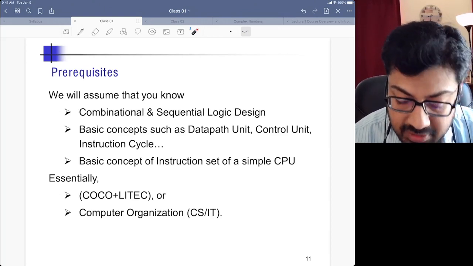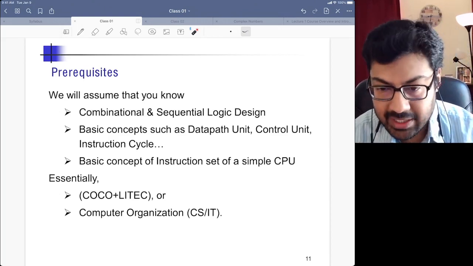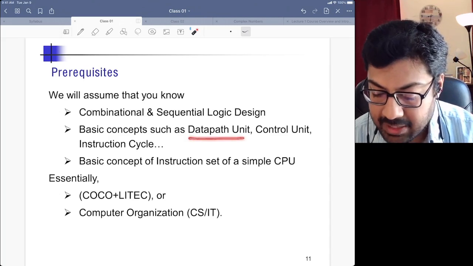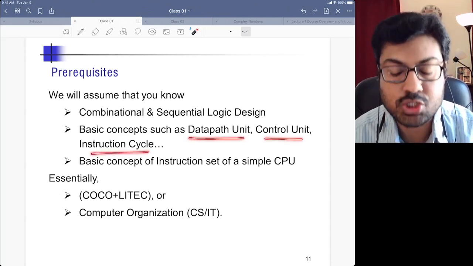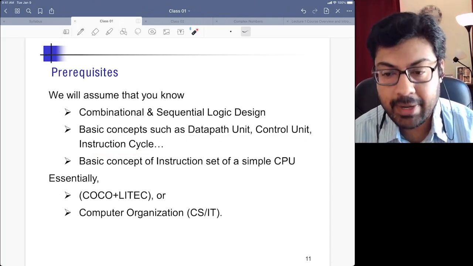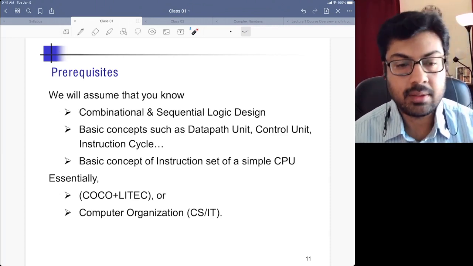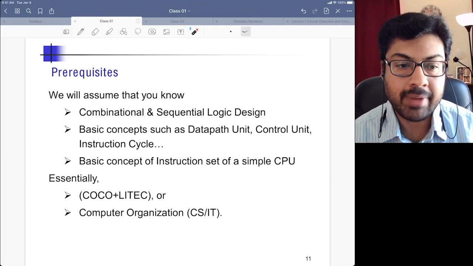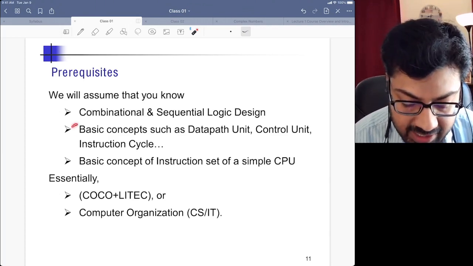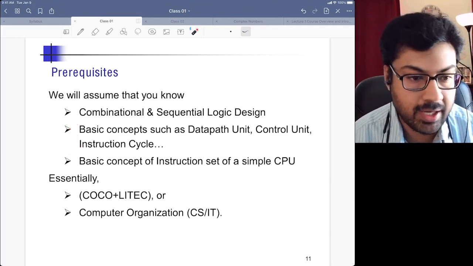Now, the other thing that is sort of in the gray zone is the data path unit, control unit, and the instruction cycle. Depending on who you took COCO with, you may or may not have gone into these ideas about data path, control, and instruction cycle.